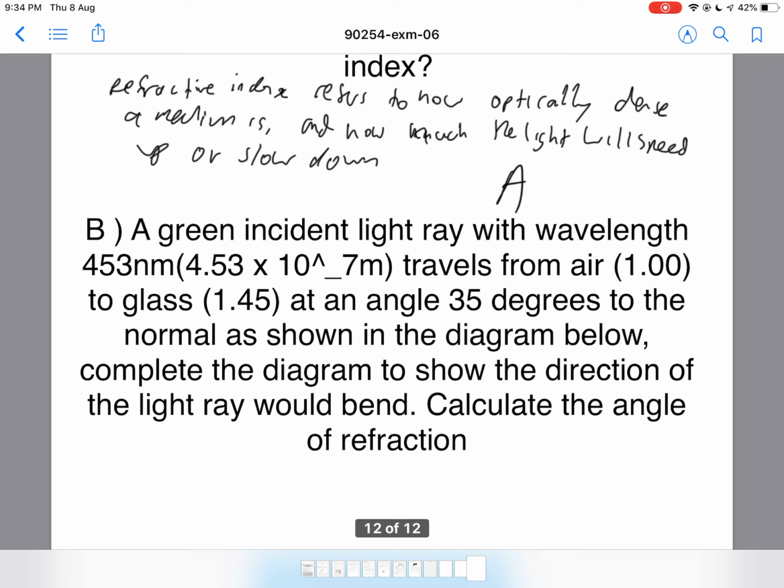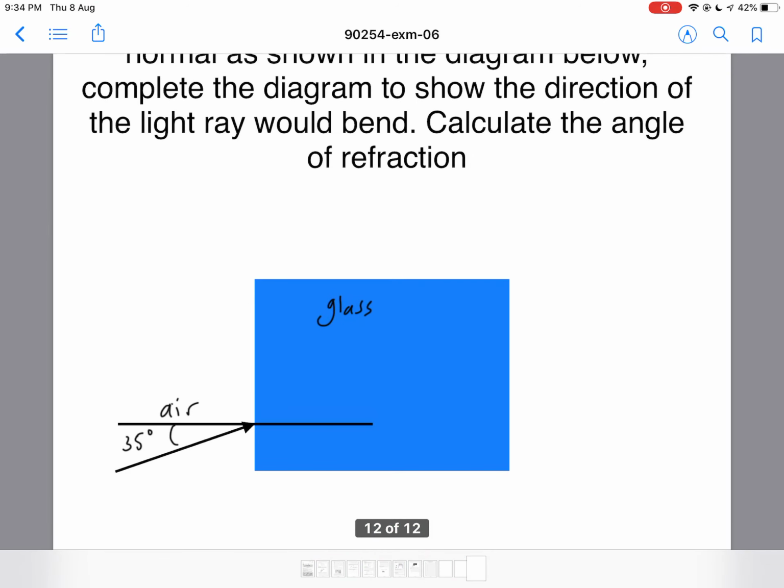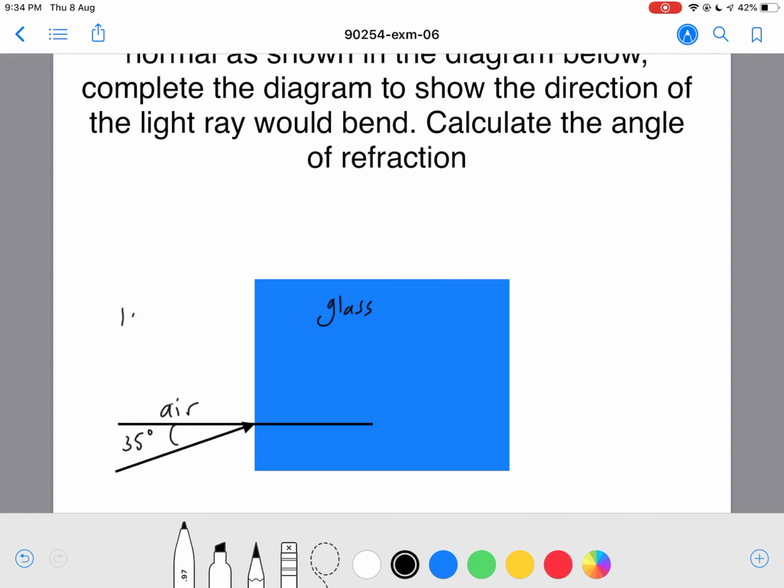Okay, B. A green incident light ray with a wavelength of 453 nanometers travels from air, refractive index of 1, to glass, refractive index of 1.45, at an angle of 35 degrees to the normal as shown in the diagram below. Complete the diagram to show the direction the light ray will bend. Calculate the angle of refraction. Right, so the first thing we're going to do is draw our refracted ray. We note that for air, our refractive index is 1.00, and for glass, it is 1.45. Instantly, you can see that we're moving from a less dense medium to a more dense medium, and that can only mean one thing: the ray will slow down and bend towards the normal.